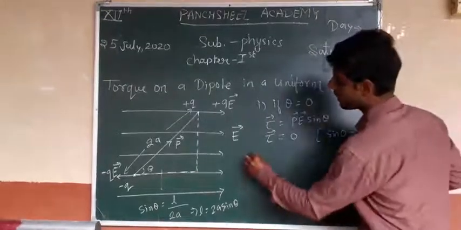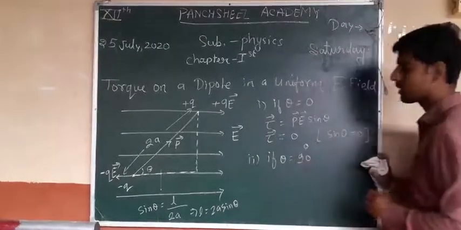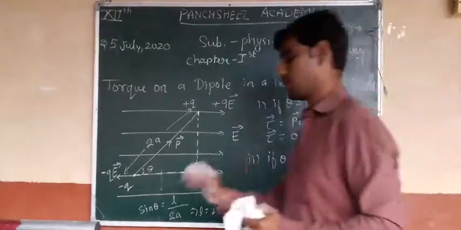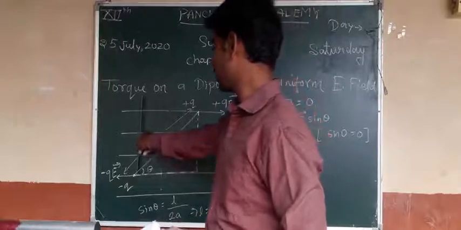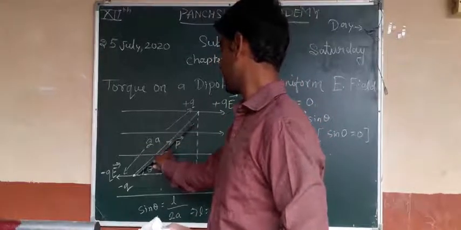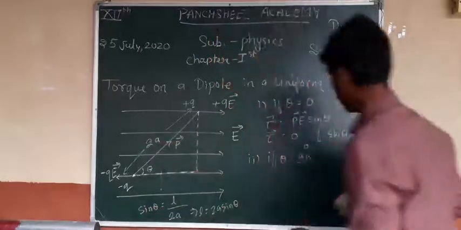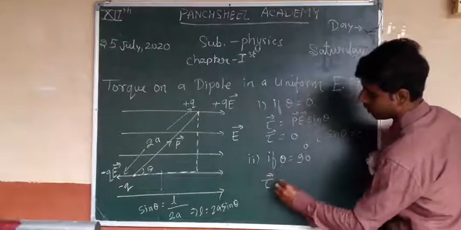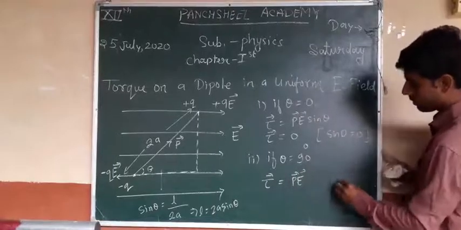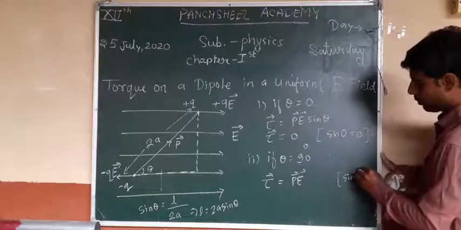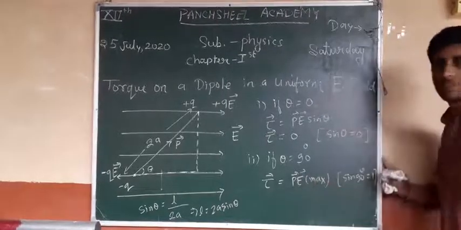Second case, if theta equals 90 degrees, what does that mean? The dipole is in this position. If theta is 90 degrees, then the dipole is in this direction, perpendicular. Then torque equals PE, only PE, because sin 90 equals 1. So this is the maximum torque.